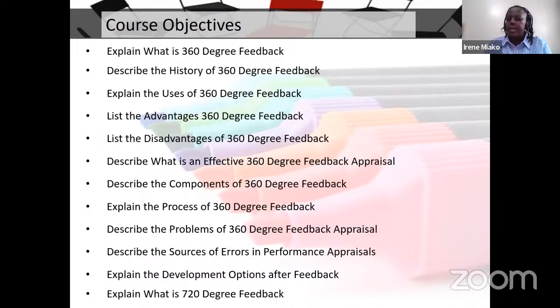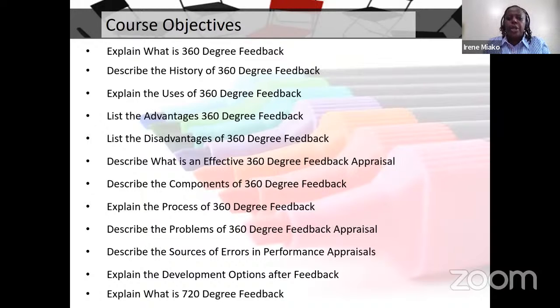We'll explain the process of this feedback process. We'll also describe the problems of the 360 feedback appraisal. We describe the sources of errors because we all know in every system there'll be one or two gaps, so we're going to do that. We're also going to discuss and explain the development options after the feedback, because having a good system is one thing, but what do you do with the feedback that you get? Then, just as a rider, we're also going to discuss the 720-degree feedback.